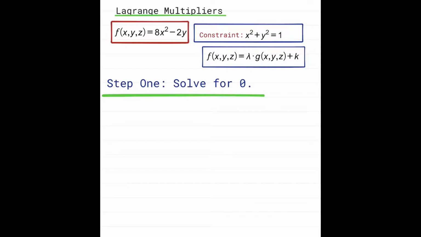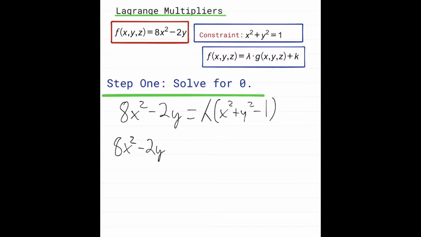How do we do that? Well, we have the function, so we set f of xyz equal to lambda times g of xyz. So 8x squared minus 2y is equal to lambda times x squared plus y squared. And then when we solve the constraint for 0, we move the 1 to the other side, or subtract 1 from both sides, and we're left with minus 1.